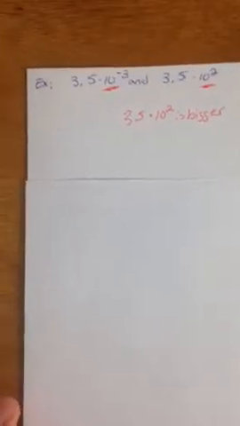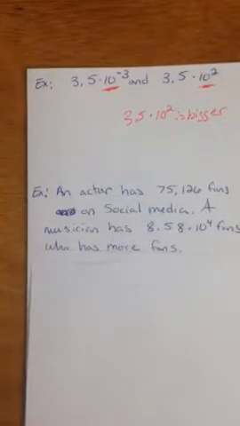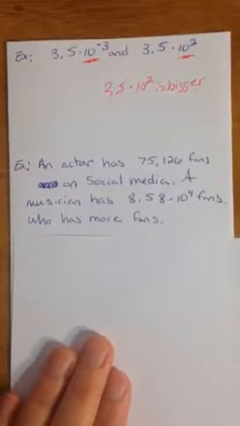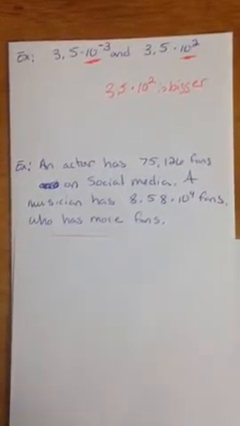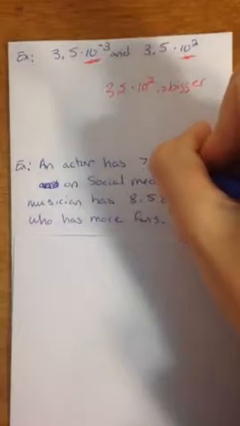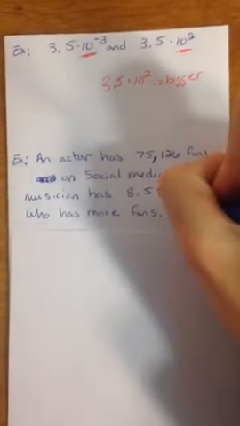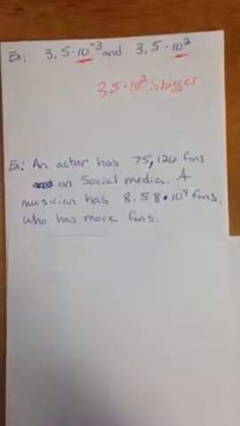And then my next example here. Make sure you're pausing whenever you need to. It's a word problem, but it's still the same idea. An actor has 75,126 fans on social media. That is not a decimal, it's 75,126 fans. So let's reread that. An actor has 75,126 fans on social media. A musician has 8.58 times 10 to the 4th fans. This is an actual multiplication symbol. So who has more fans?